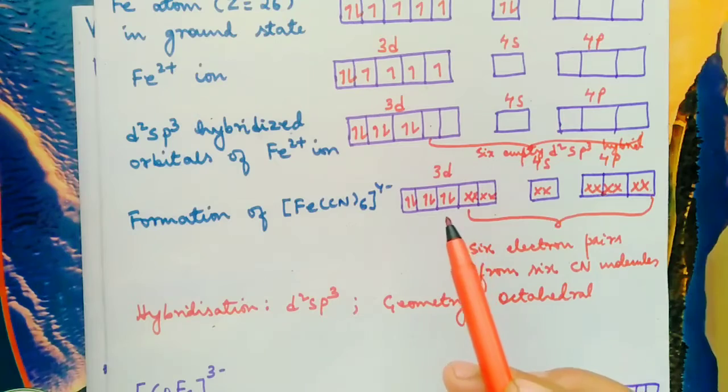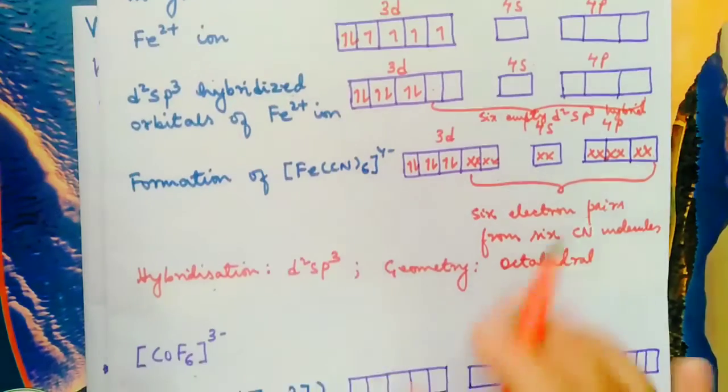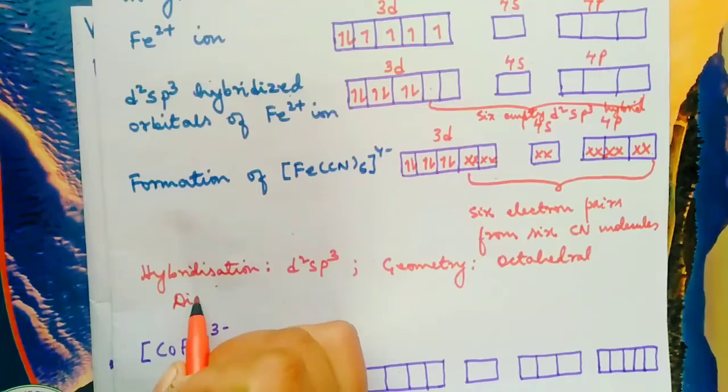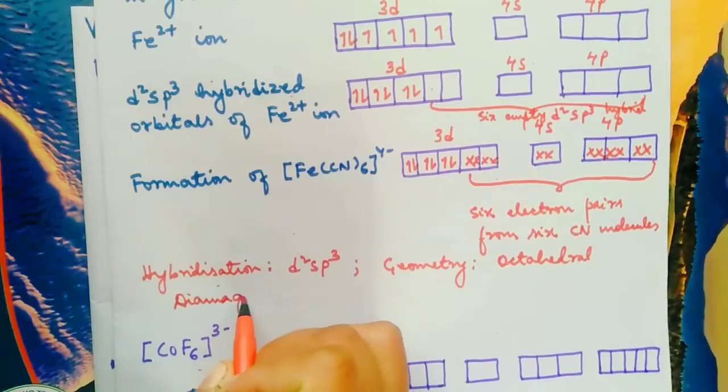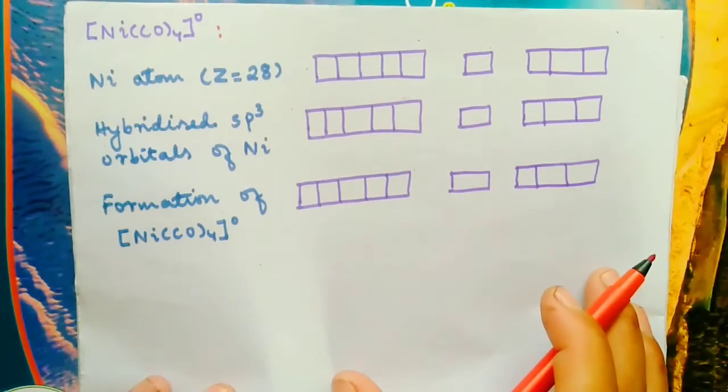And what about the magnetic behavior? Does it have any unpaired electron? No, it doesn't have any unpaired electrons. So it is diamagnetic. So that's all. Let's come to the second one.